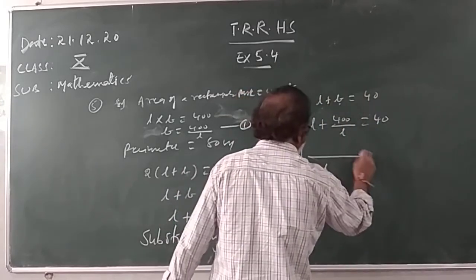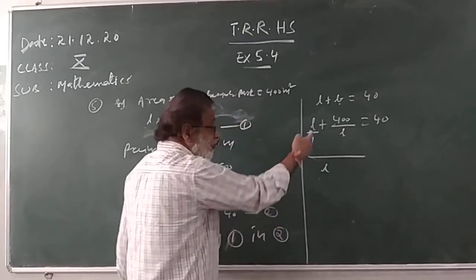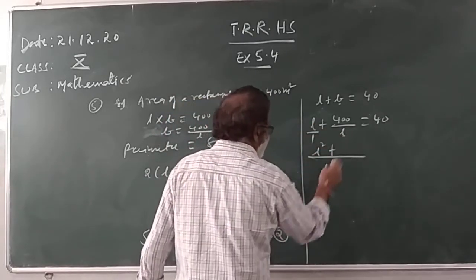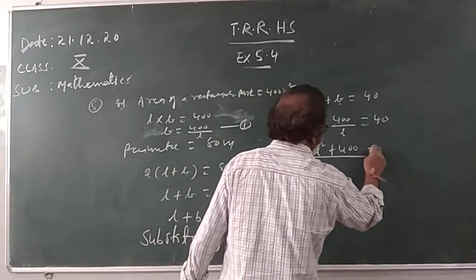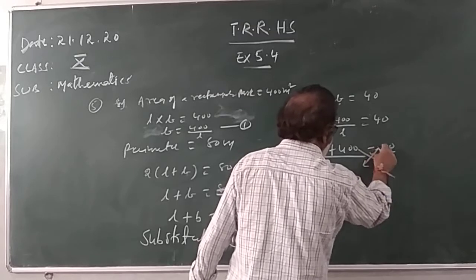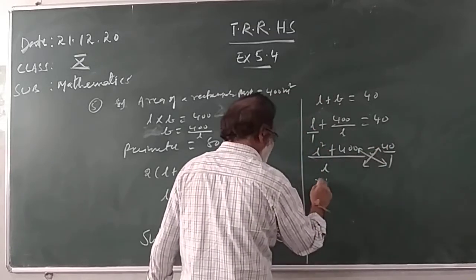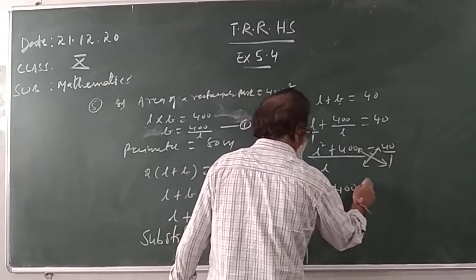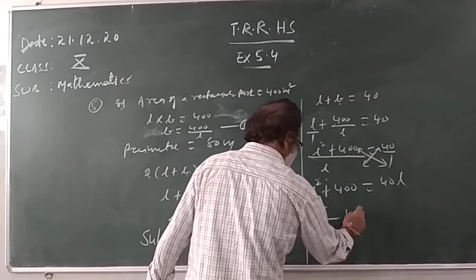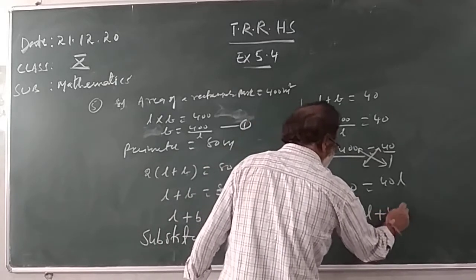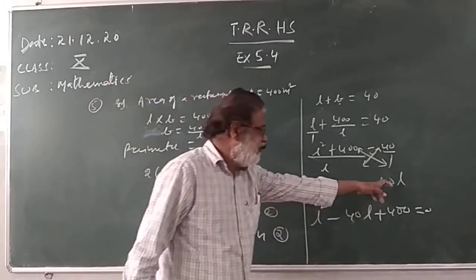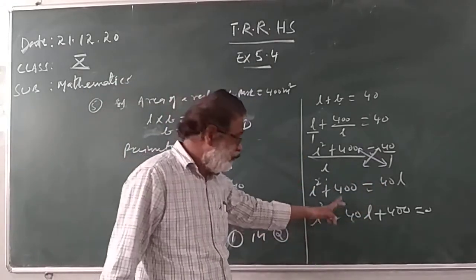We take the LCM, which is L. L times L is L square, and 400 over L times L is 400, so L square plus 400 is equal to 40L by cross multiplication. So L square minus 40L plus 400 is equal to 0. Bringing 40L to the left side, it becomes minus 40L plus 400.